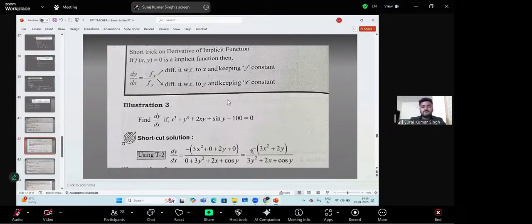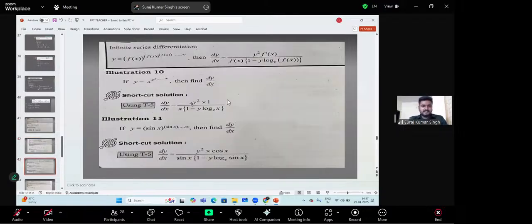Students will be very happy to get differentiation by using this shortcut, because every student these days is asking, sir, please give me tricks and shortcuts, sir, how can I get it very fast? So we can provide this type of trick for implicit differentiation also.